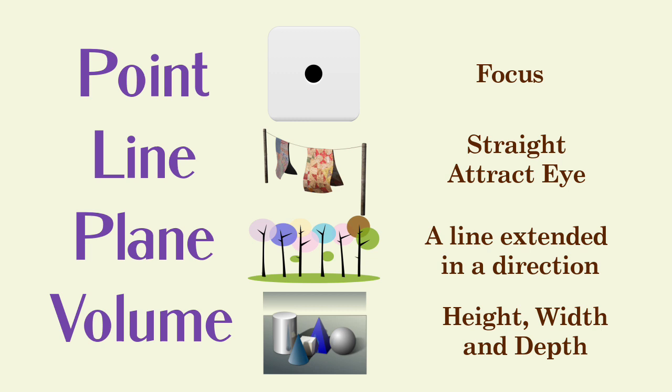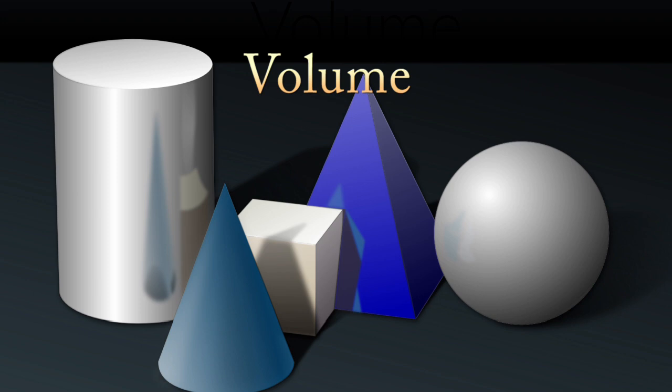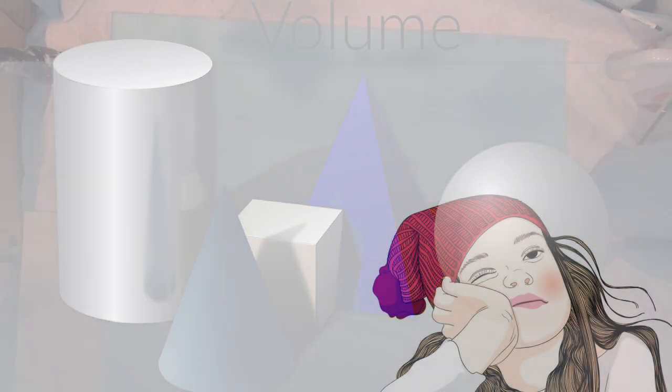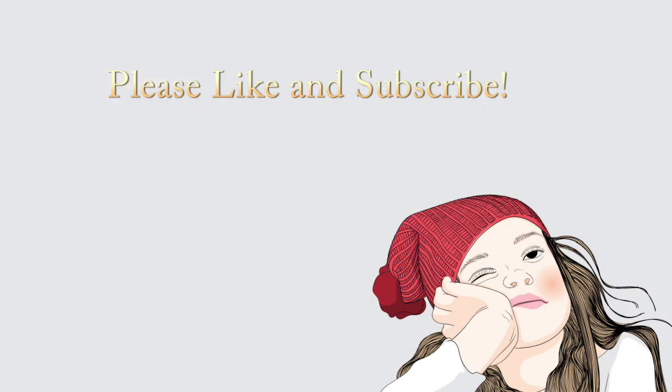The fourth and final conceptual principle is volume. Volume is the amount of space occupied by a 3-dimensional object. We need to create 3-dimensional objects to create form and depth in our paintings. You create volume by shading and highlighting your objects. In a future video, I will cover how to shade and highlight the different shapes: cubes, cones, cylinders, and spheres.